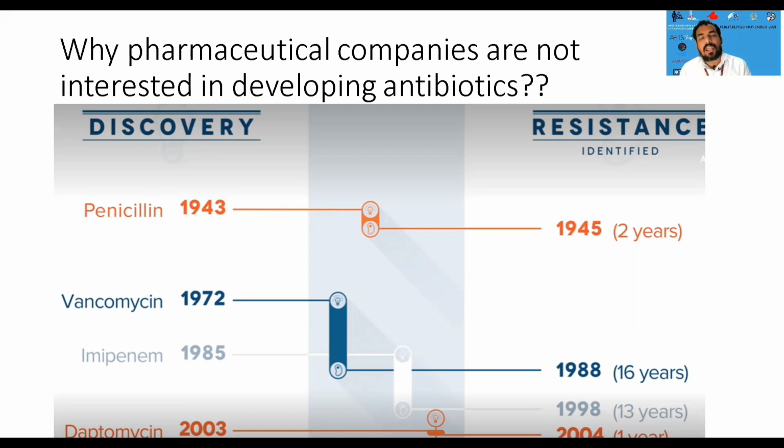We can see in 1943, penicillin use became very common, and in 1945, 2 years down the line, resistance was identified. Vancomycin was identified in 1972, and 16 years down the line, in 1988, resistance started becoming common. Imipenem was identified in 1985, and 13 years down the line, we started noticing resistance. Daptomycin was identified in 2003, and resistance happened in 2004. So all antibiotics come with an expiry period.